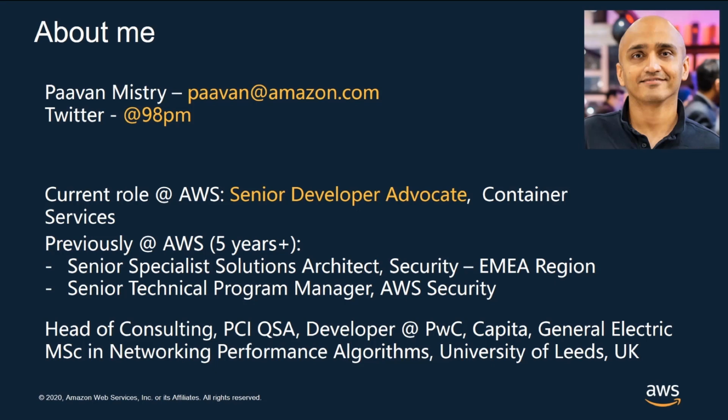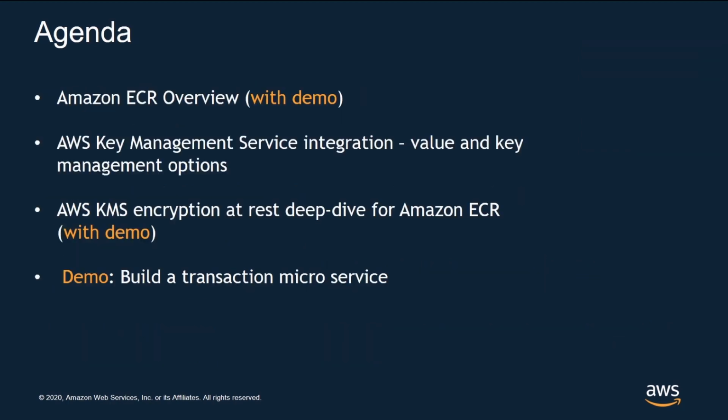This is a level 300 tech talk, so understanding of AWS and Amazon ECR is expected. First, for context, we'll quickly understand the fundamentals around Amazon ECR and AWS KMS. Next, we'll do a deep dive into how KMS encryption works with Amazon ECR. And at the end, we'll use this feature in action to build a transaction microservice using AWS Fargate that meets a set of security and compliance requirements. I have a demo to accompany each of these topics as well.